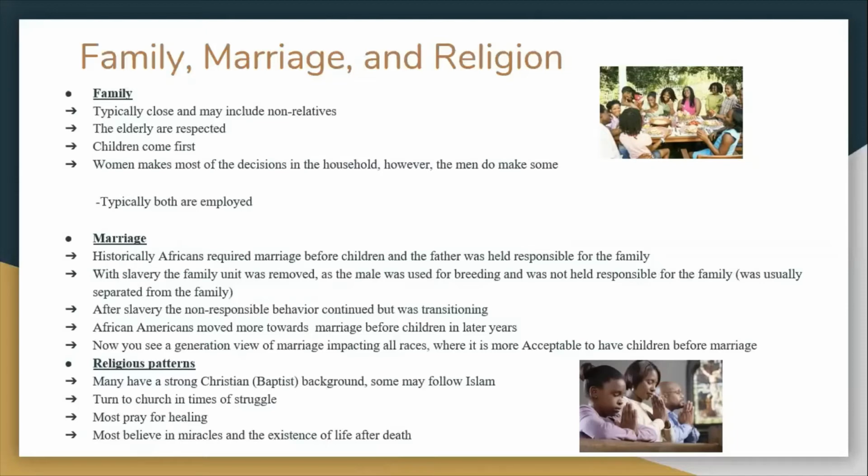After slavery, the non-responsible behavior continued but was transitioning. African Americans moved more towards marriage before children in later years. Now you may see a generational view of marriage impacting all races where it's more acceptable to have children before marriage.